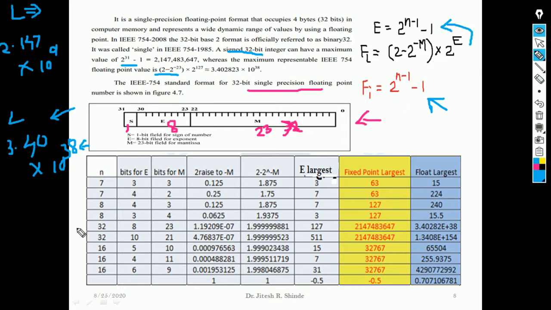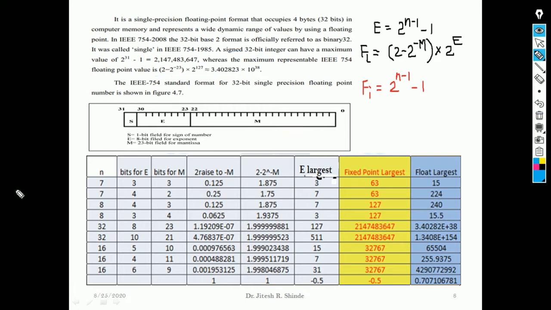Now let's go through this table. In this table, to compute the largest value in fixed point, this formula is used; to compute the largest value in floating point, this formula is used; and for the calculation of e, this formula is used. For n equal to 7, the fixed point scheme gives the largest value 63, and in floating point, where 3 bits are allocated for the exponent part and 3 bits for the mantissa part, the result is 15.